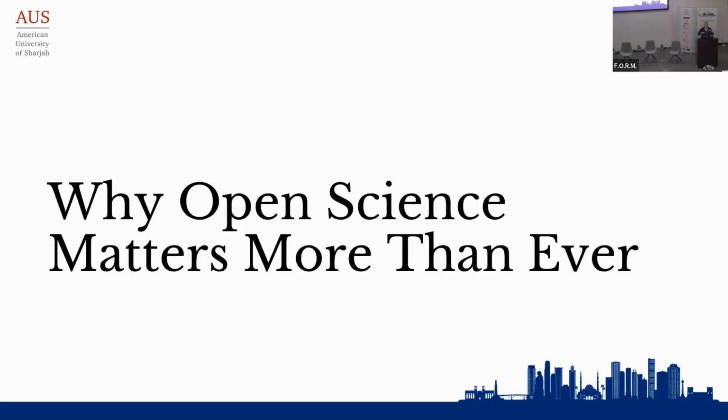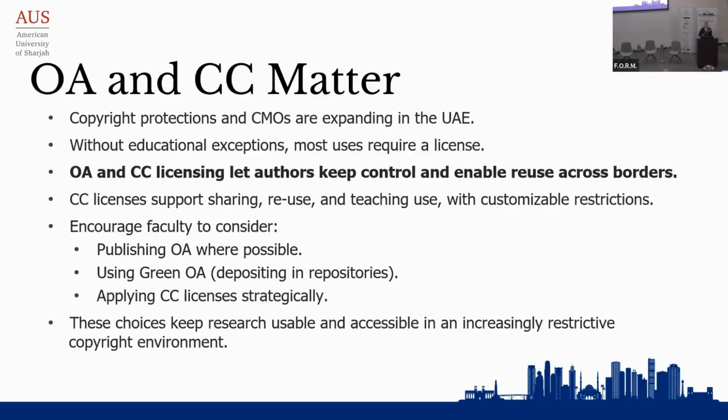So I'll bring this back into the broader conversation to conclude why open science matters more than ever. As you can see, copyright protections and collective management organizations are expanding in the UAE, and perhaps we'll see them expanding in other countries in the region as well. And without educational exceptions, we can see that most or many uses do require an actual license.